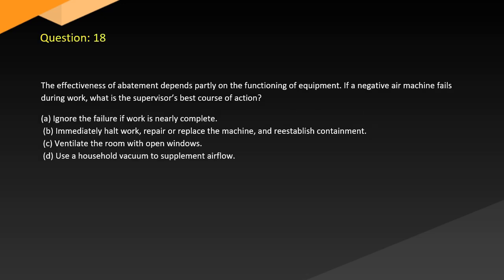Question 18. The effectiveness of abatement depends partly on the functioning of equipment. If a negative air machine fails during work, what is the supervisor's best course of action? A. Ignore the failure if work is nearly complete. B. Immediately halt work, repair or replace the machine and re-establish containment. C. Ventilate the room with open windows. D. Use a household vacuum to supplement airflow.